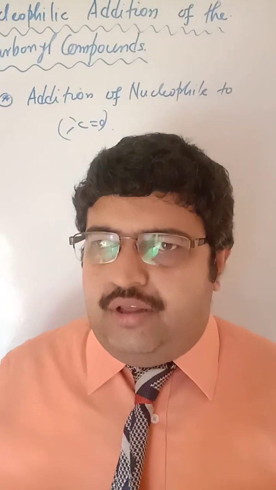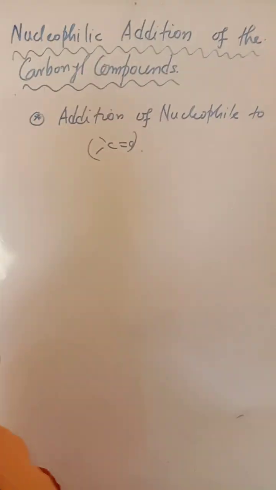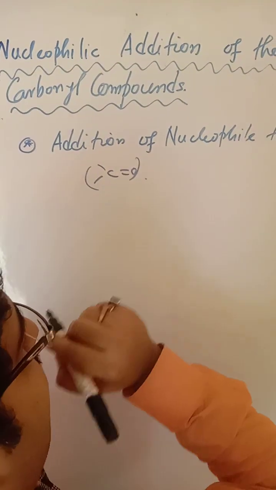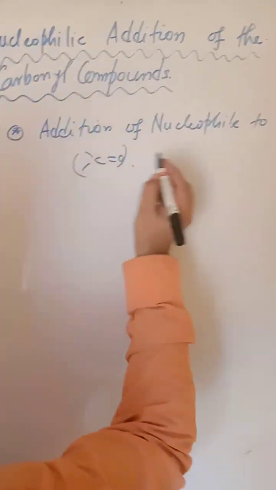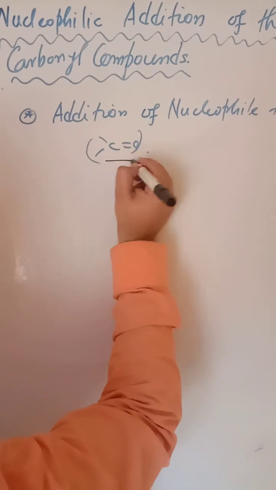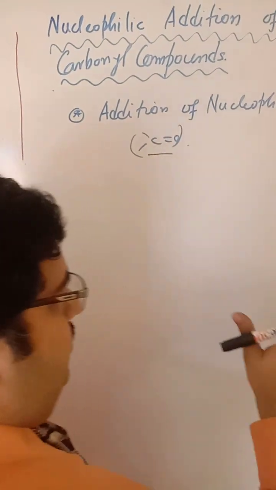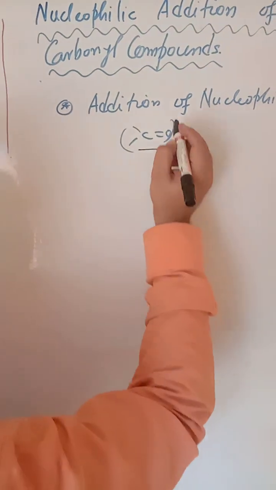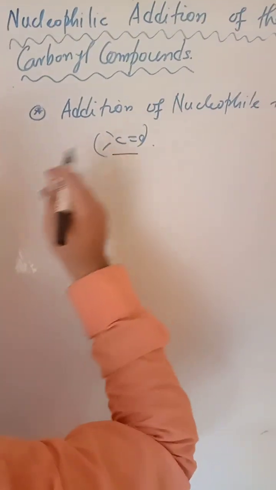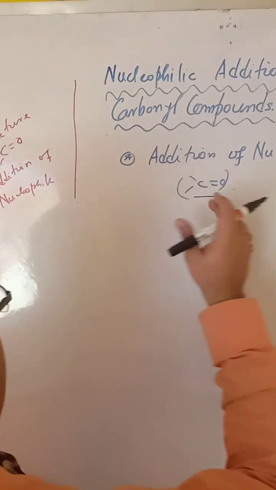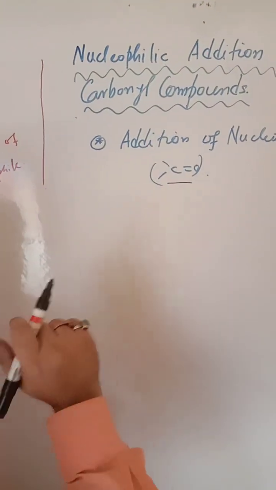Good afternoon, everybody. We are dealing with the topic nucleophilic addition of the carbonyl compounds and addition of nucleophiles to the carbonyl group. Now, carbonyl group is actually this group which is present in the aldehydes, ketones, diketones, etc. Now, we need to know two things. First is the nature or the structure of the C=O group, and second is how it is being added.